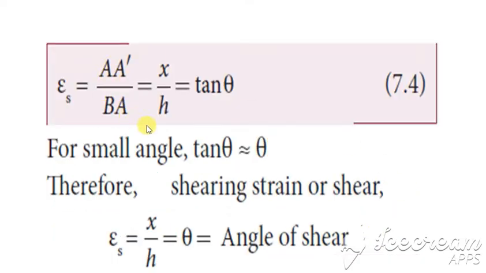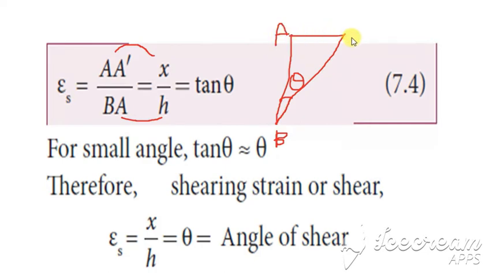The shearing stress or the shear is given by A dash divided by BA. That A dash distance is x, divided by BA, which is h. This is a triangle. So this is the angle theta, and here we have B, and this is A, and this is A dash. Considering this to be a right angle triangle, what is the formula for tan theta?